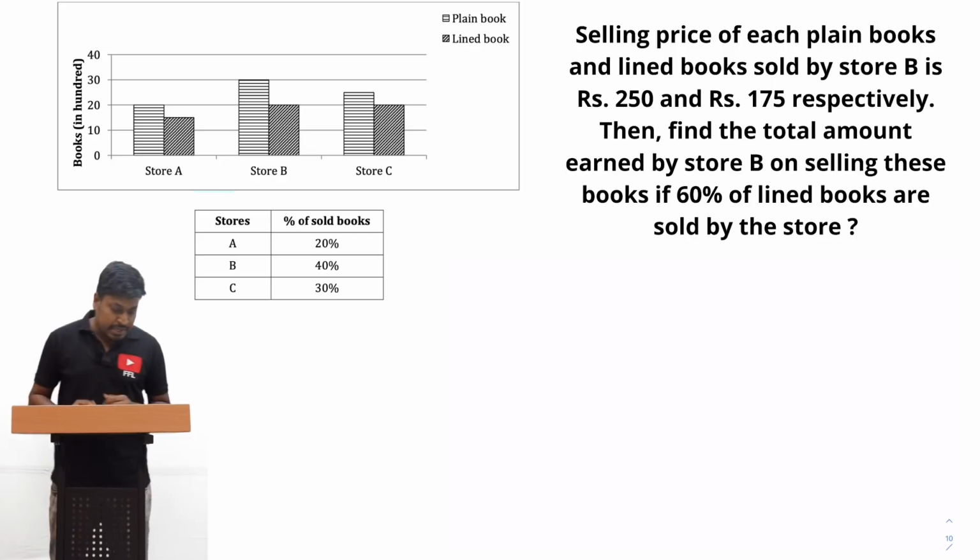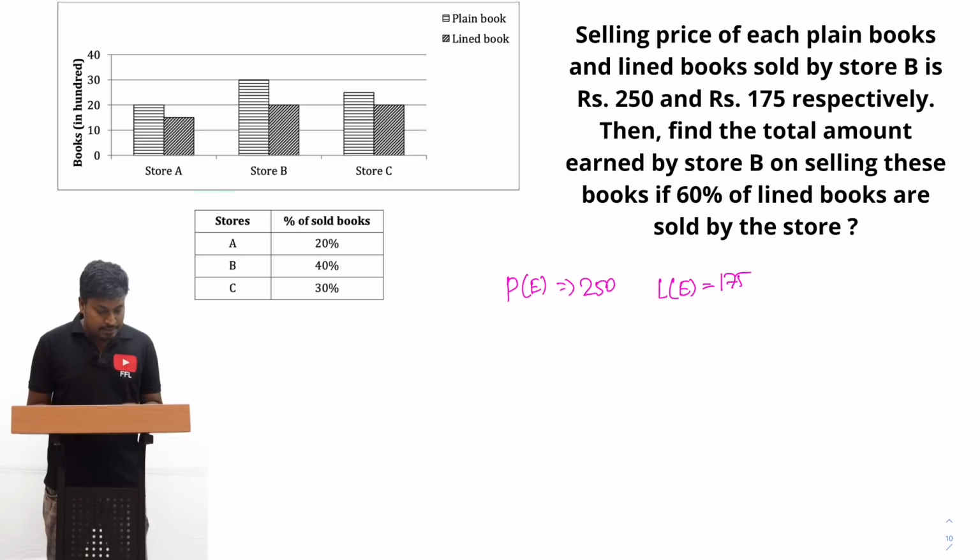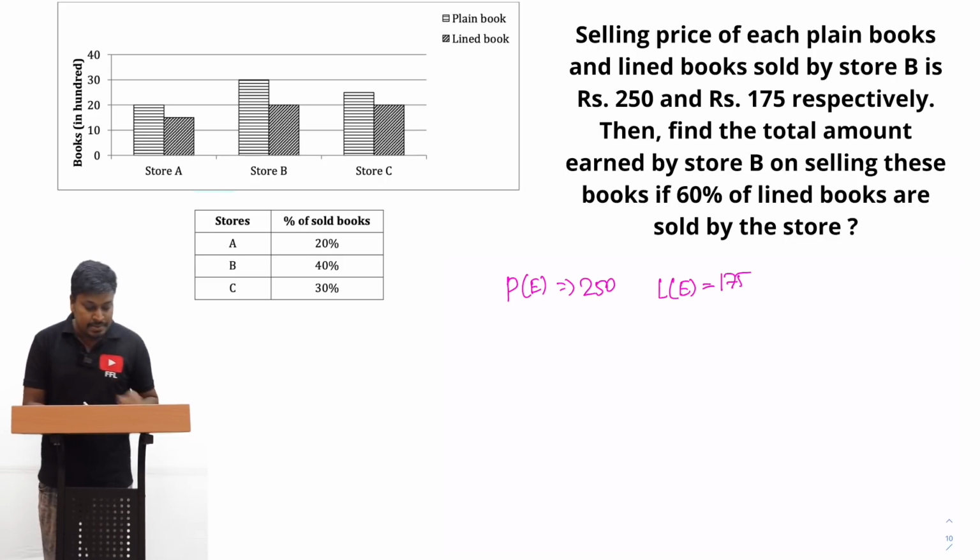And the last, fifth question. So the selling price of each plain book and the lined book of store B is 250 and 175. Each book sold, right? What they are saying is the plain books, right? So each plain book costs how much? 250. So similarly the lined book, each book costs how much? 175. So now find the total amount earned by store B by selling these books.